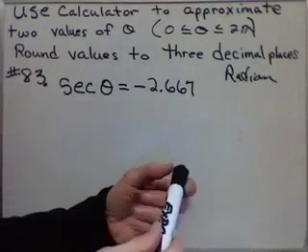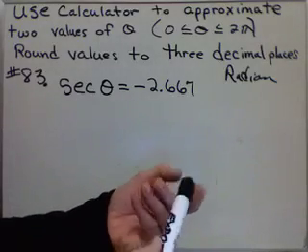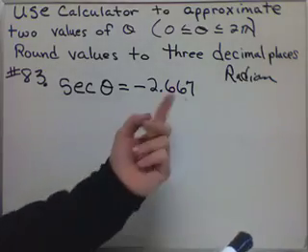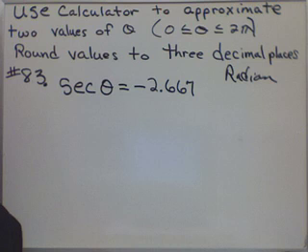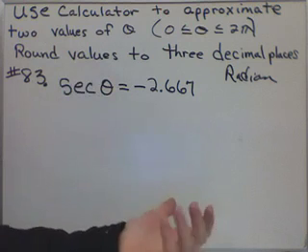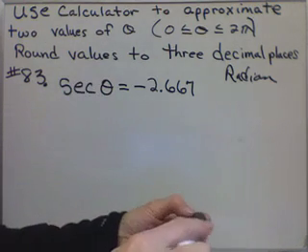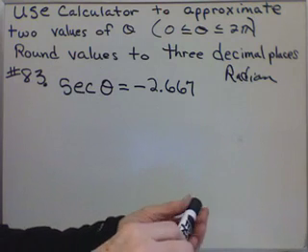Okay, so question out of the book. Use your calculator to approximate two values of theta between 0 and 2 pi, round values to 3 decimal places. Because you need two values of theta, you can't just do it on your calculator. That will just give you one. So we need to think about what's going on here.